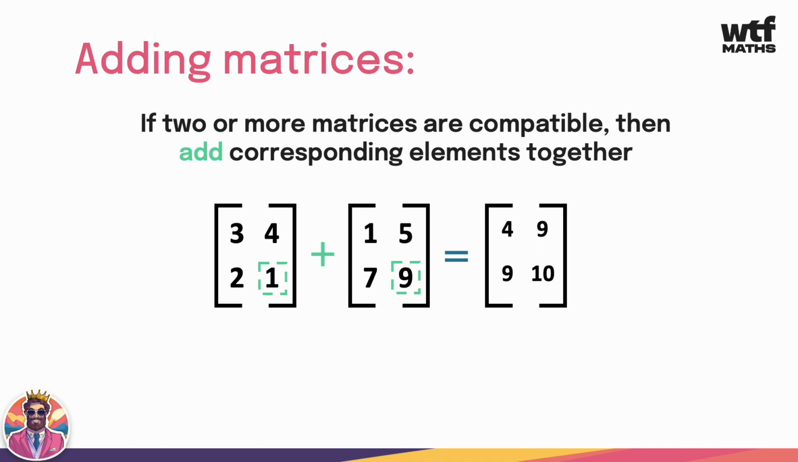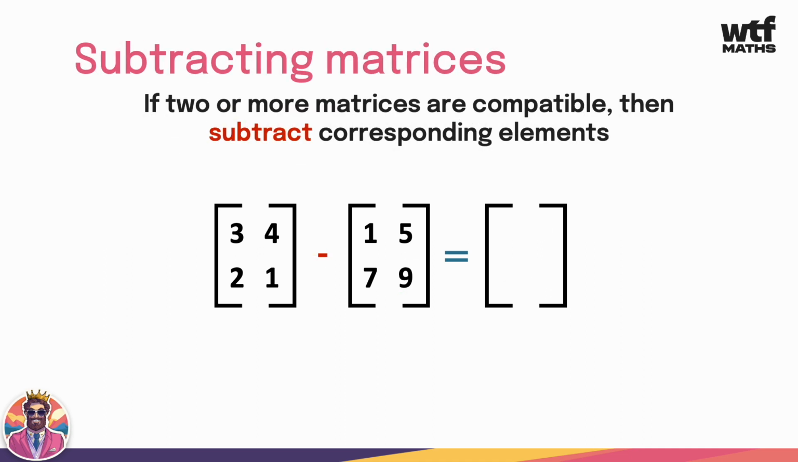Awesome, looking really good. Okay, subtracting works exactly the same way. We got a 2 by 2 and a 2 by 2. With a 2 by 2 answer, everything's going to be working great. So 3 take 1 is going to be 2. 4 take 5 is going to be negative 1. 2 take 7 is going to be negative 5. And 1 take 9 is going to be negative 8.